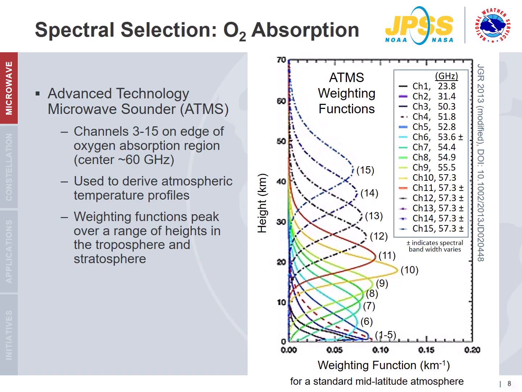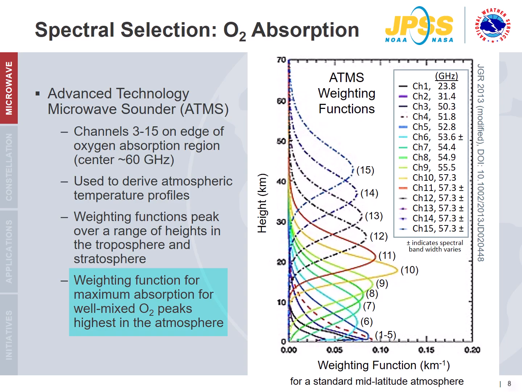The vertical resolution of the retrieved temperature profiles is dependent on the number, peak distribution, and sharpness of the weighting functions. Can you determine which channel presents the maximum absorption for oxygen? Hint: the weighting function for maximum absorption for well-mixed oxygen peaks highest in the atmosphere.